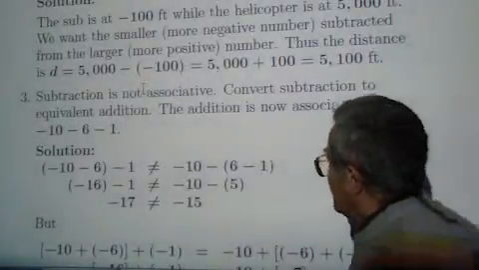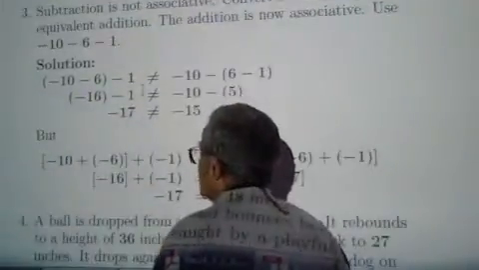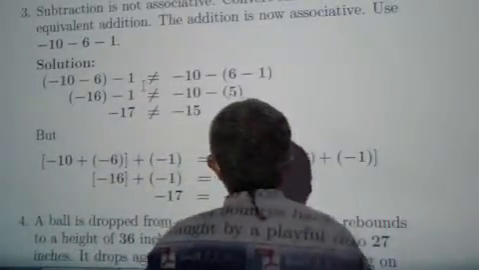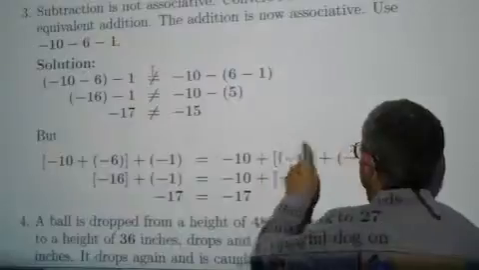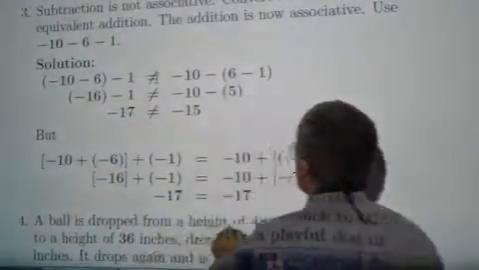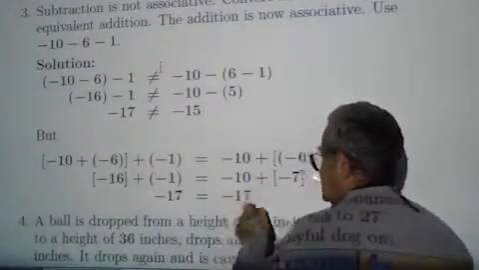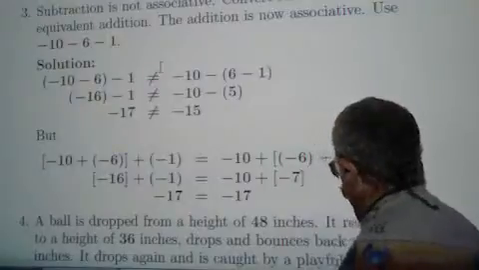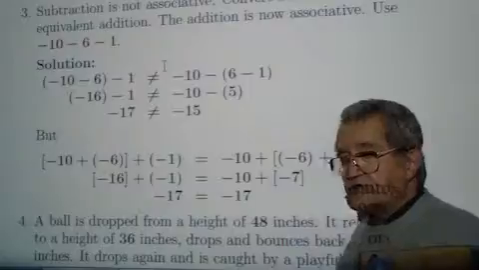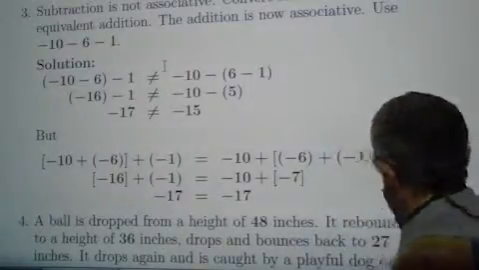Okay. Remember that I never subtract. I add opposites. So I am going to take negative 10 plus negative 6 plus negative 1. I associate negative 6 with negative 10, and then I associate negative 6 with negative 1. I get negative 17 on the left and negative 17 on the right. So the associative property does hold for addition of positive and negative numbers, not for subtraction. Okay? Careful.